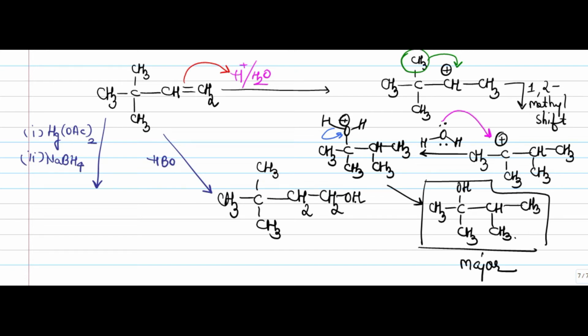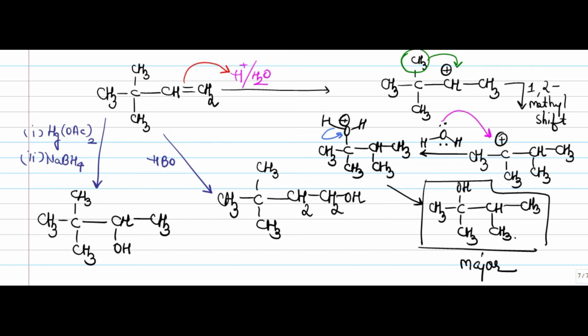There would be no rearrangements. There is no rearrangement observed in HBO or oxymercuration, demercuration. And the final product here would be a simple CH3, CH3, CH3. Here there would be no rearrangement, but it would be a kind of Markovnikov addition. So while oxymercuration and demercuration generally follows Markovnikov addition, HBO follows anti-Markovnikov addition. However, in both these cases there would be no rearrangements observed.